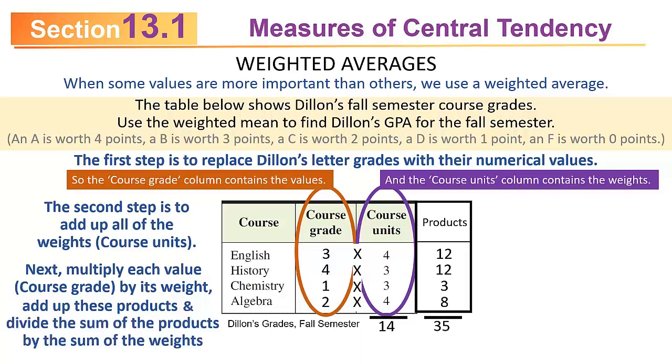And finally, you take the sum of the products in that last column and divide by the sum of the course units. In other words, the sum of the weights. So the GPA is 35 over 14. If you divide that out, you get 2.5. So Dylan had a 2.5 GPA in the fall semester.